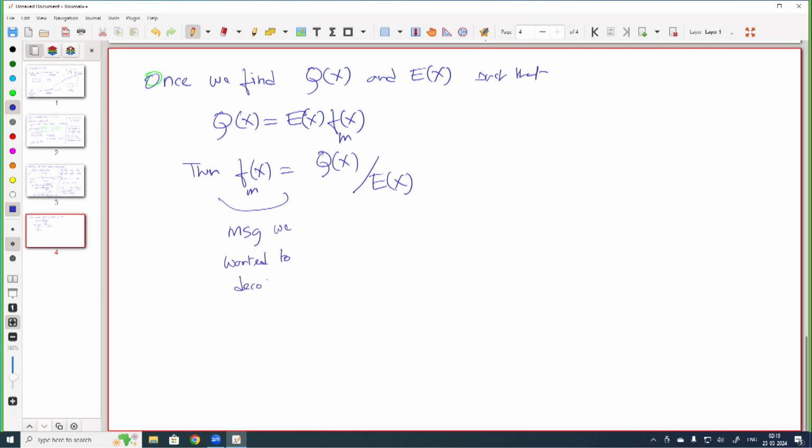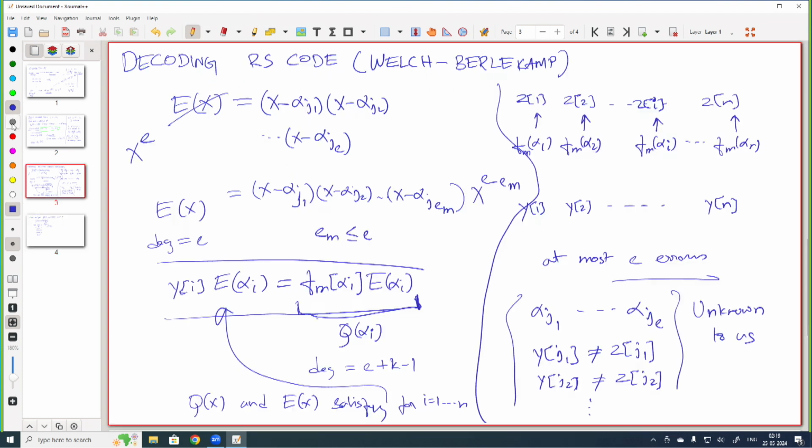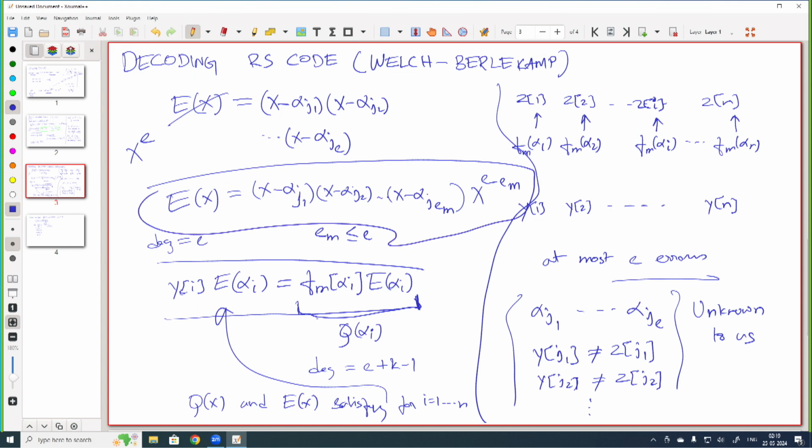So suppose error is 0. That is a good question. Let us see. So, what was the definition of E of x? Let me actually move this E of x a little close to where it is supposed to be. So, this is the definition of E of x. So, if error is 0, then the number of alpha j's for which there is error is 0, which means that if E of m is the number of errors in this particular message m that I received, E of m is 0. So, all these guys here, they will not be there, but x raised to e minus e m would be exactly x raised to e. So, once again E of x is a degree e polynomial, it is just that its only root is 0.